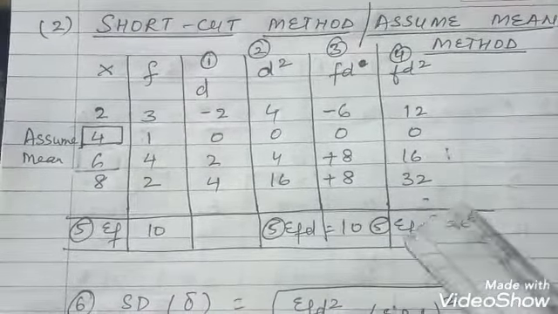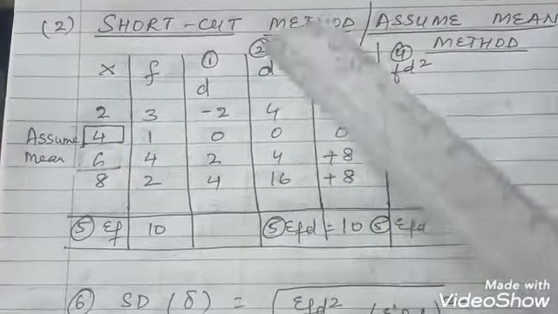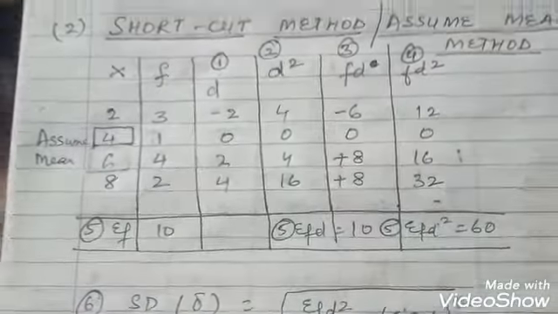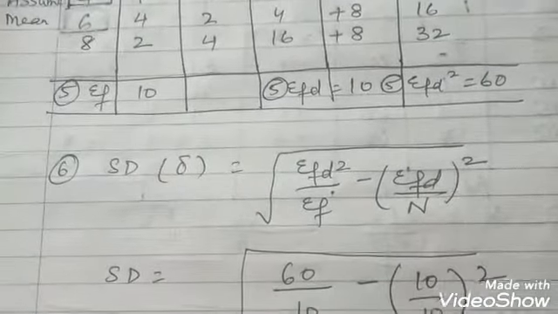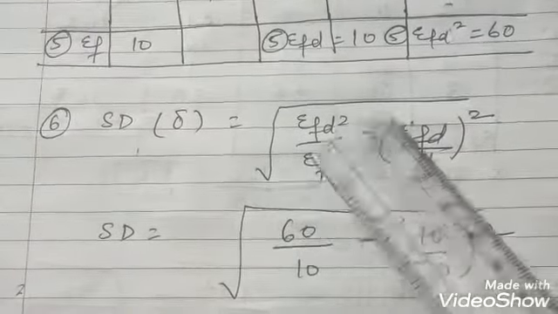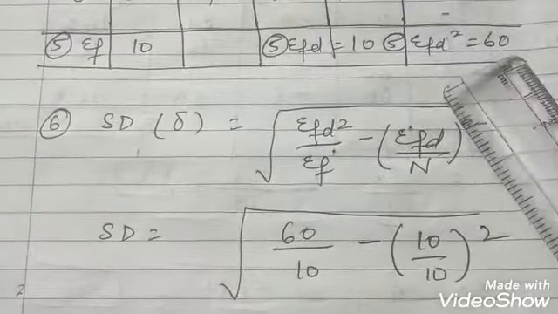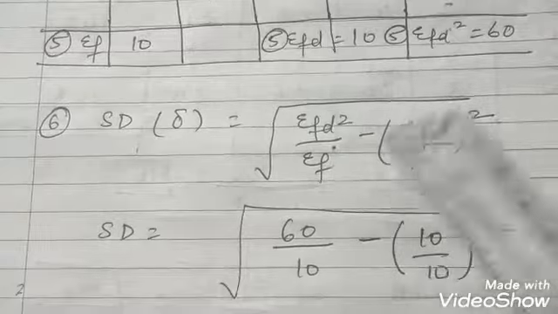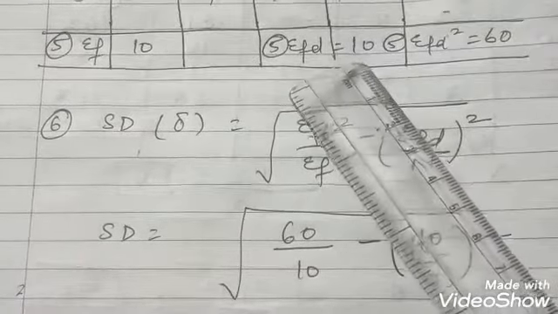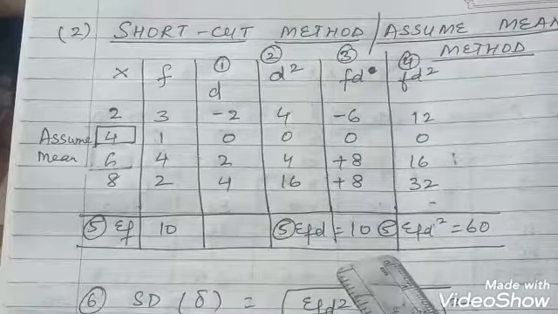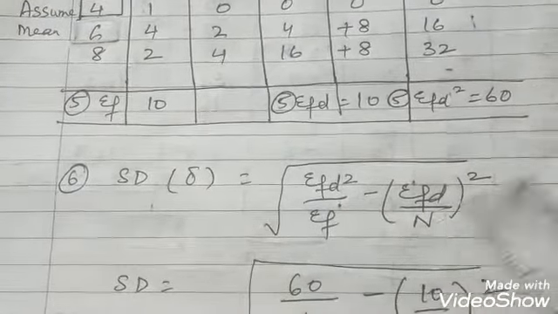The next step is you will take the summation of fd square and the summation of fd also, and the summation of f. You will post the values in this formula. The formula goes like this: sigma fd squared upon sigma f minus sigma fd upon n. ये fd आ गया आपका सेकेंड कॉलम which you made here. ये जो आ गया ये sigma fd 10 upon sigma f which is also 10 by chance, the whole square.